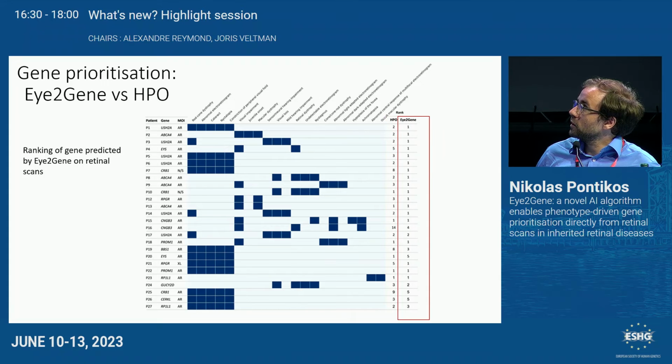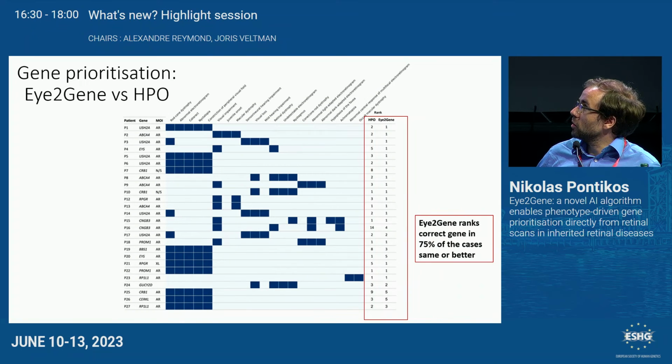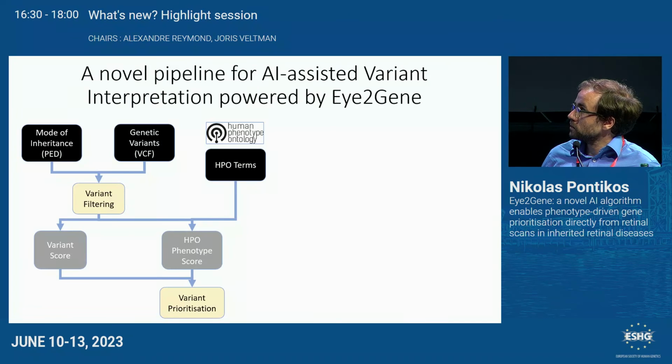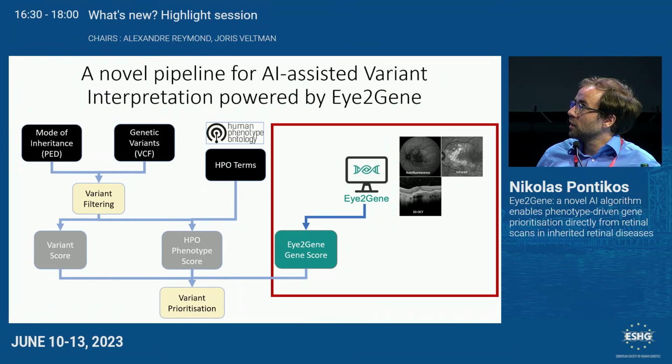We did the same thing with Eye2Gene, and here are the rankings compared. Overall, 75% of the time, Eye2Gene ranks the correct gene the same or better than just using the HPO terms. So this motivates an approach which would combine both the traditional approach of variant interpretation using Exomiser and HPO terms with a combined approach of using Eye2Gene and retinal scans when available.